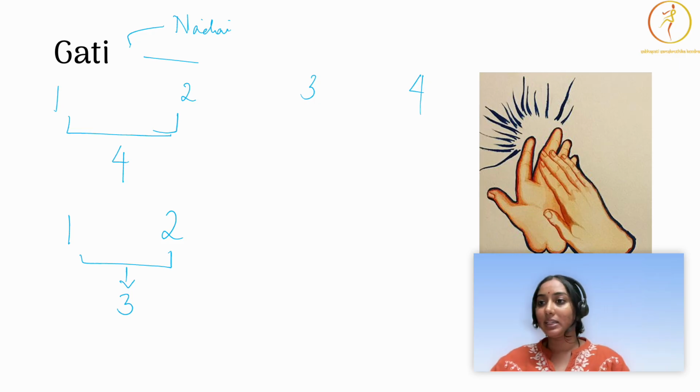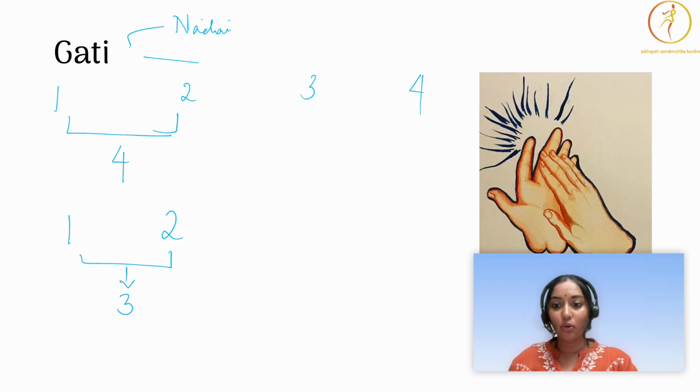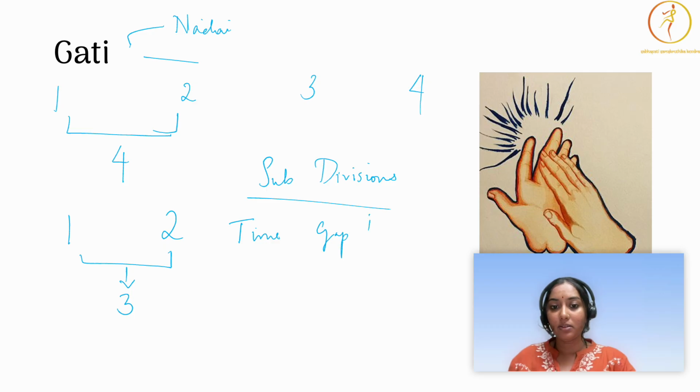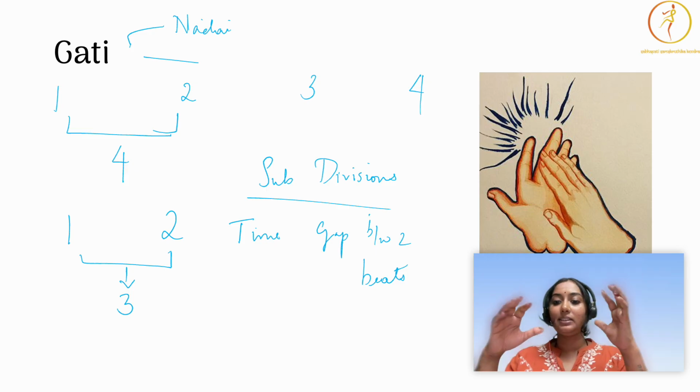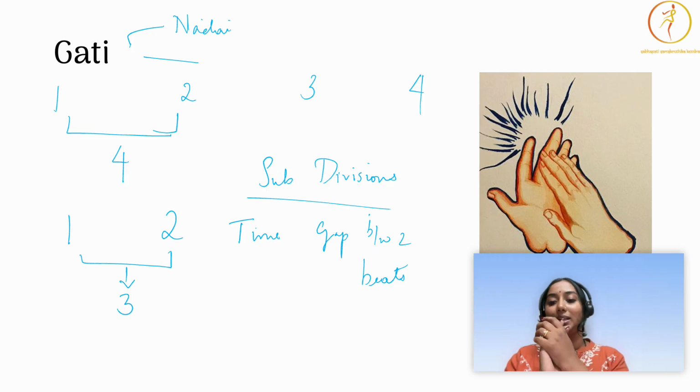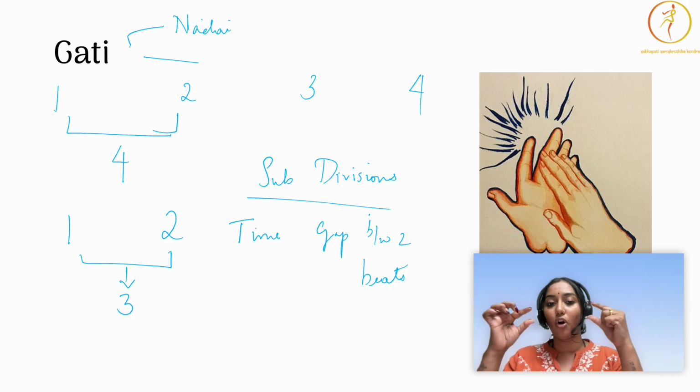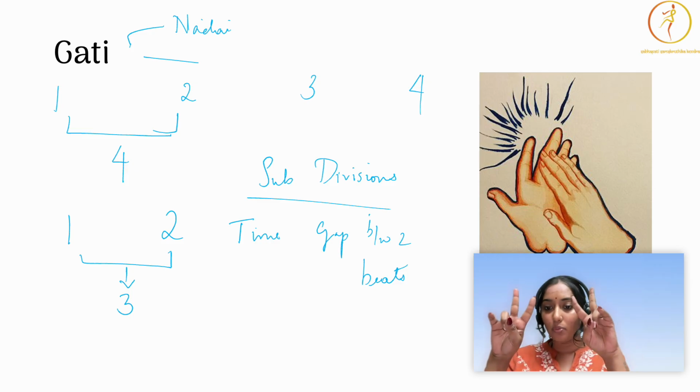Okay, this is gati. So I hope you have understood. It is the number of subdivisions, or you can easily understand it as the time gap between two beats. Generally, anything we do has some rhythm. Think about people normally clapping, right? There is some rhythm going on. The clock ticking has some rhythm going on. We're trying to understand the equal distribution of beats in between two main beats.